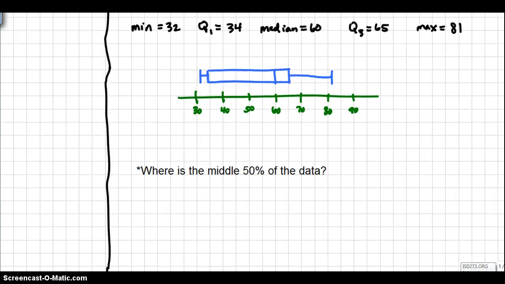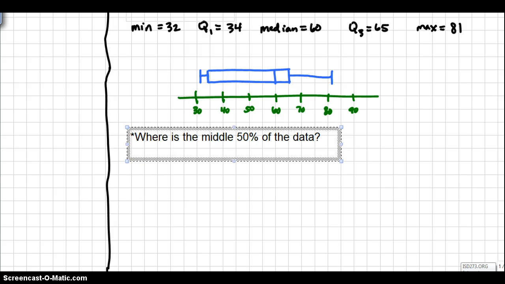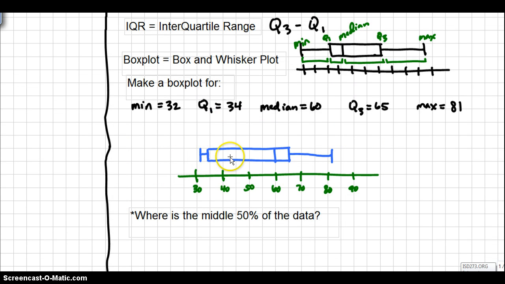Another important idea when you're working with box plots is to consider where the middle 50% of the data is going to be. Remember that this data is divided into quarters, and so everything below the median represents half or 50% of the data. Everything above the median is also representing 50% of the data. So the middle 50% of the data is going to be whatever's inside the box. So we're talking about 25% below the median and 25% above the median as representing the middle 50%.